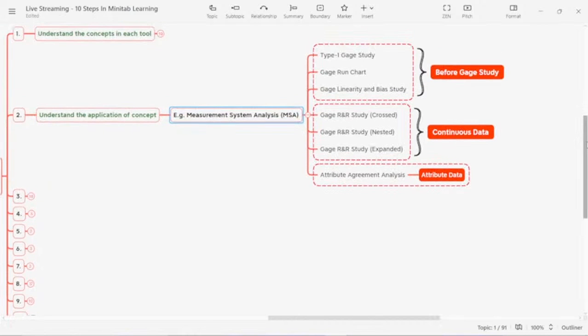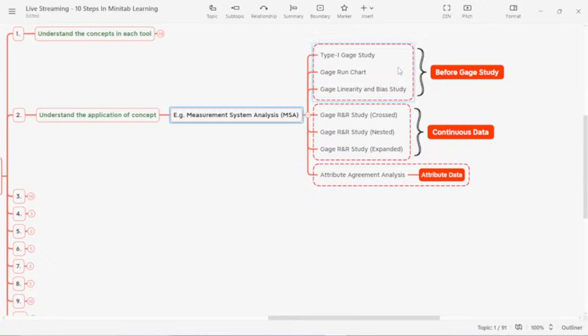For example, there are multiple tools that we can learn in a measurement system analysis, like the type 1 gauge study, gauge run chart, and gauge linearity and bias study. But what is the application of it? These tools we must use before conducting a gauge study. Yes, we need to use these tools before even starting the gauge study. When we are talking about the gauge R&R study crossed, nested or expanded, that should be done afterwards.